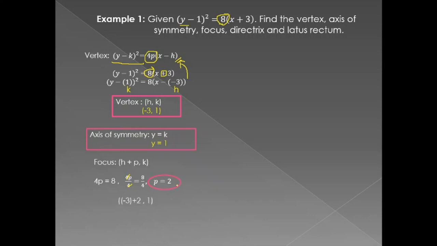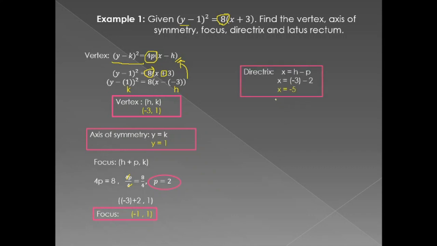And then, substitute na natin siya. For h, we have negative 3, plus p, positive 2. And then k, we have 1. So, we have negative 3 plus 2 and 1. So, our focus is (negative 1, 1).